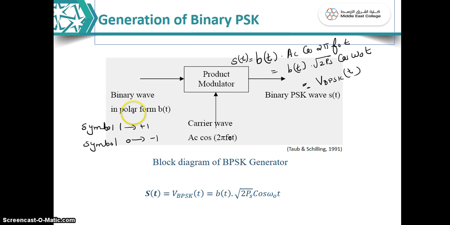Or you can explain the same thing this way: it is just like multiplying b(t) with a carrier signal. This b(t) is a bipolar waveform. I'll show how we can write this with a single carrier, just with a product modulator, just with the multiplication of b(t) and the carrier signal, and how we generate BPSK.